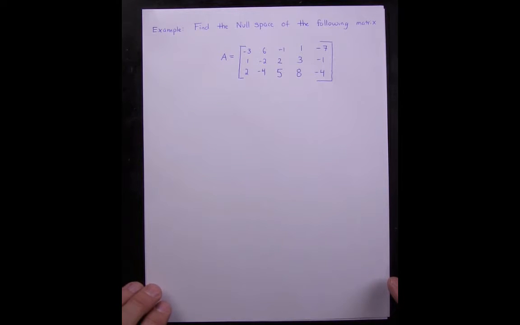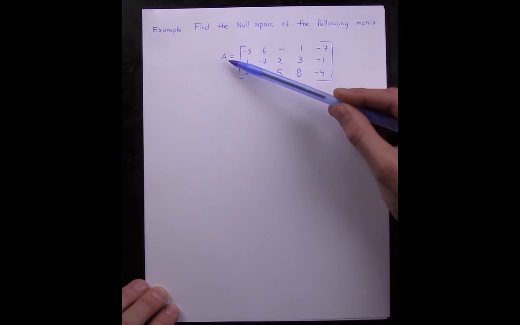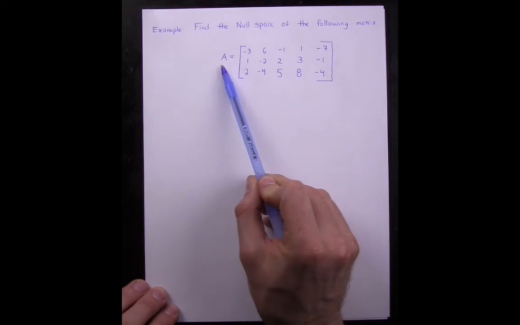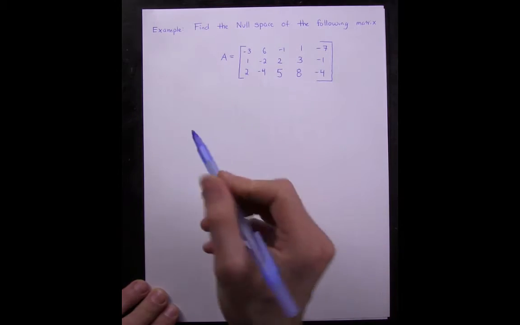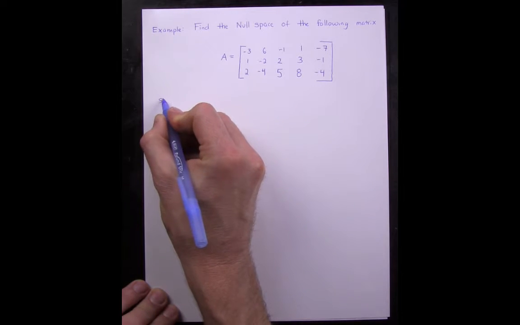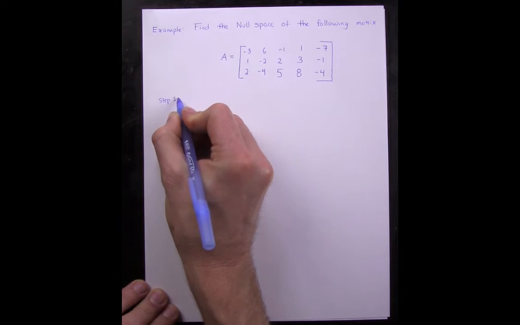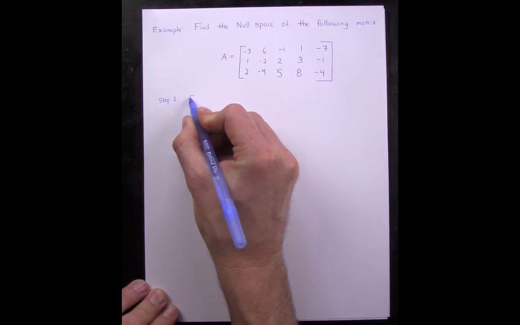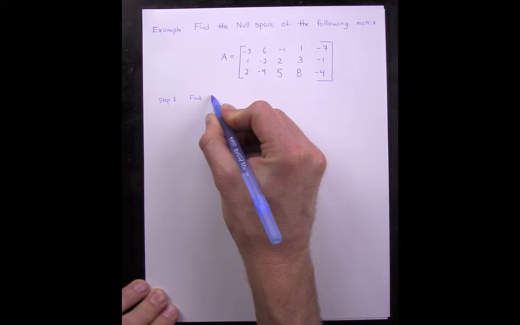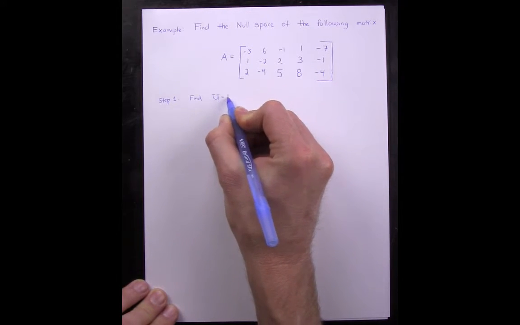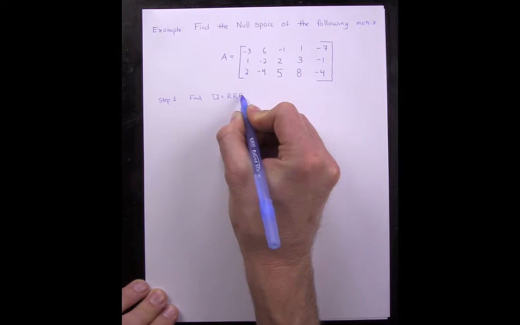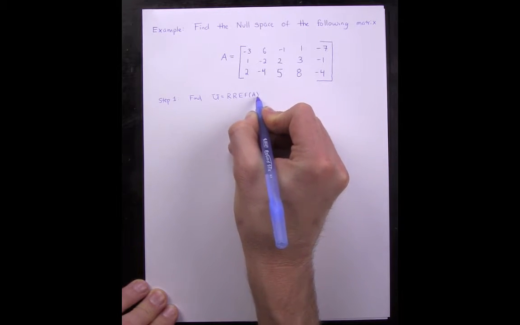Welcome back. In this video we are going to find the null space of a 3 by 5 matrix A given here. We begin with our first step, which is to find the reduced row echelon form of A. We call this U, and we set it equal to the RREF for short.